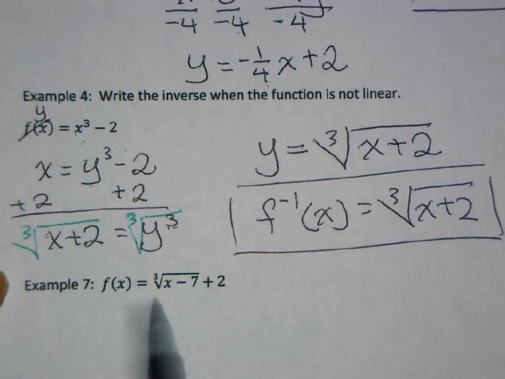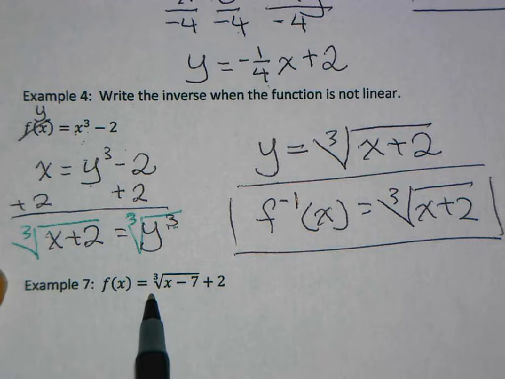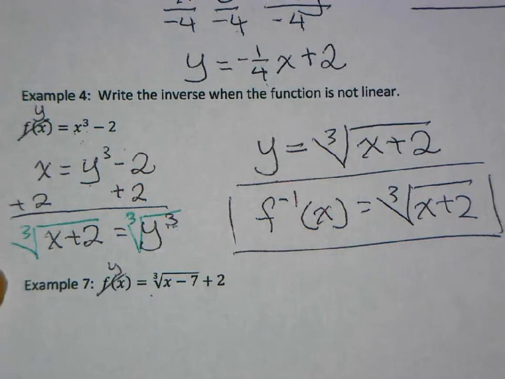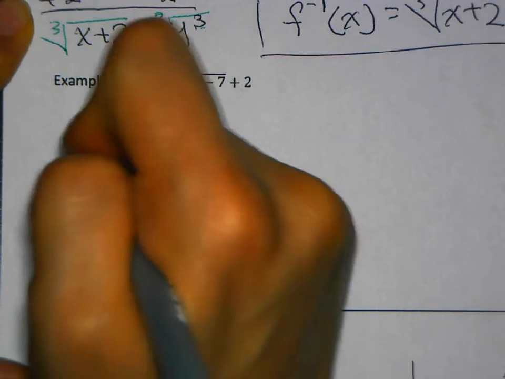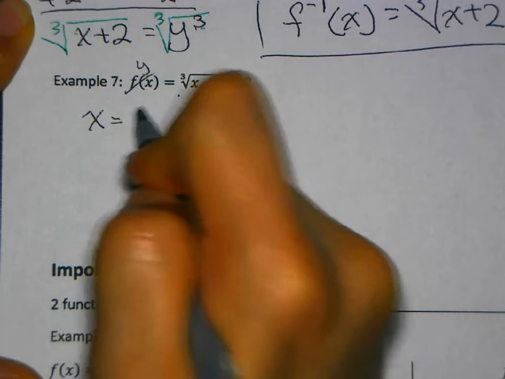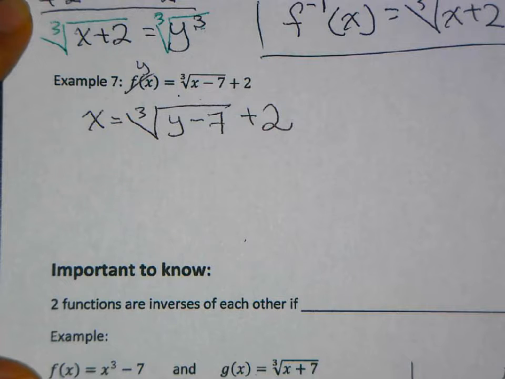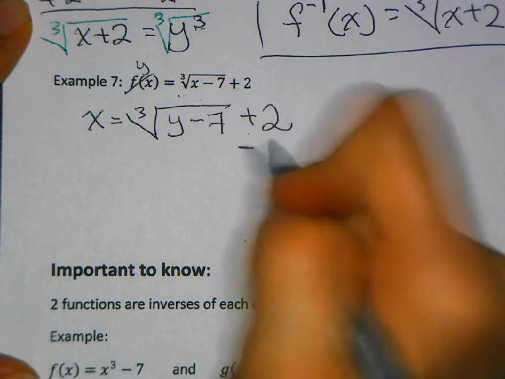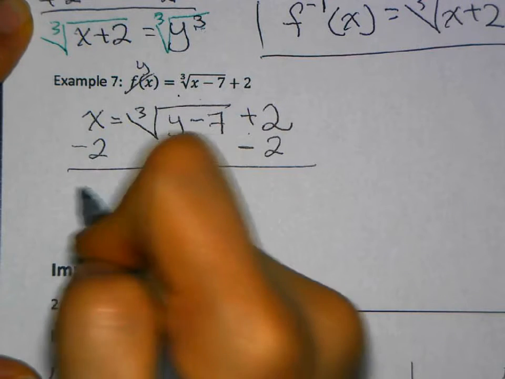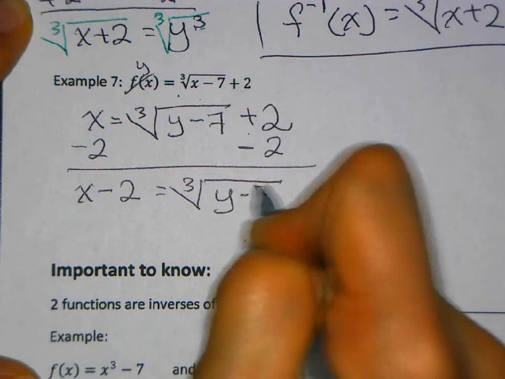What if instead of starting with an exponent, I started with a root? I started with a radical. So same idea. Change your f of x to y, and then swap your x and y. So I got x equals cube root of y minus 7, plus 2. Okay, so now let's get y by itself. Adding 2, that means I'm subtracting 2 on both sides. That gives me x minus 2 equals cube root of y minus 7.